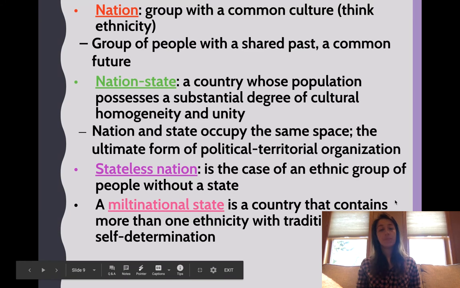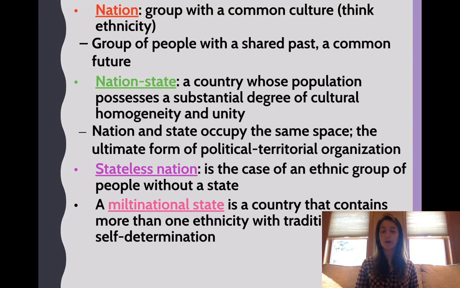So now that begs the question, if we have these nation states that popped up after World War One, what is a nation state? So we know what a state is, right? So now let's look at a nation. A nation is a group with a common culture. Think ethnicity. It's a group of people with a shared past and a common future. So a nation can be like Poland, for example, right? Polish people have something in common. They all speak Polish. They're generally the same religion, right? So a nation, think ethnicity, common culture.